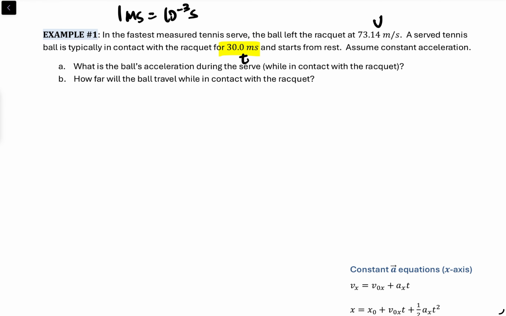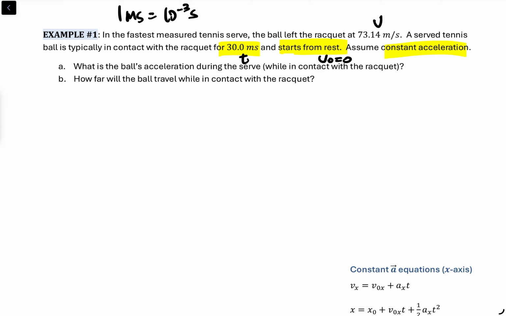So I got a little distracted there with the milliseconds, but it says the ball is typically in contact with a racket for 30 milliseconds, and then it starts from rest. So that's another v information, right? I'm going to call that v naught, starts from rest. That means that's equal to 0. Then it says assume constant acceleration. So that also is important.